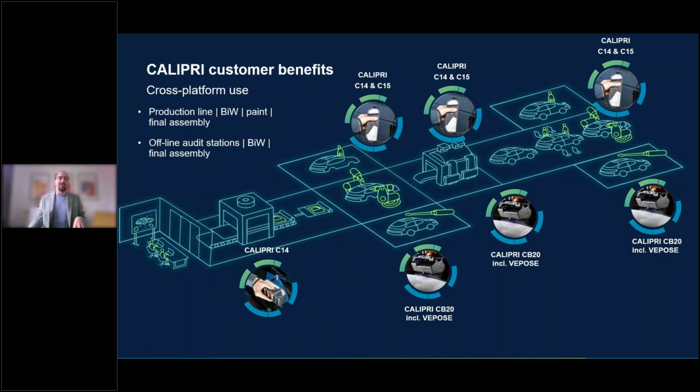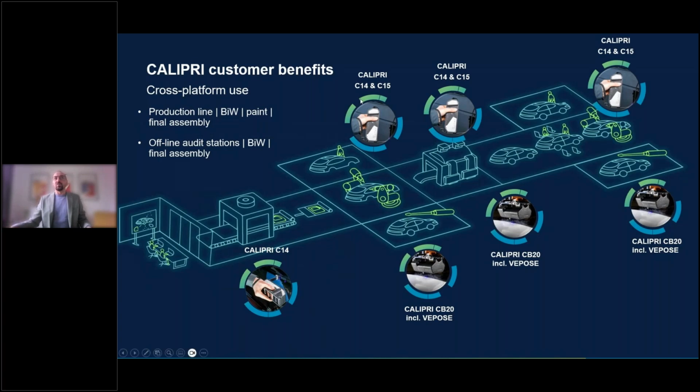So if any of you guys are familiar with C12, the C12 is now renamed CB20, just to avoid any confusion here. So the CB20 is used in body and white applications. Basically, cars on a skid. Car will be in our measurement station, and then cars transported out of this.